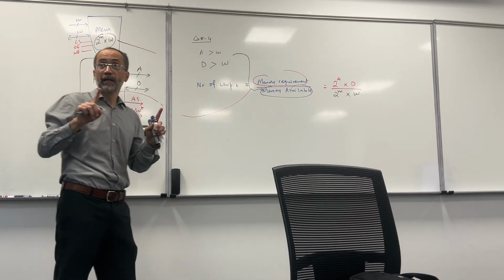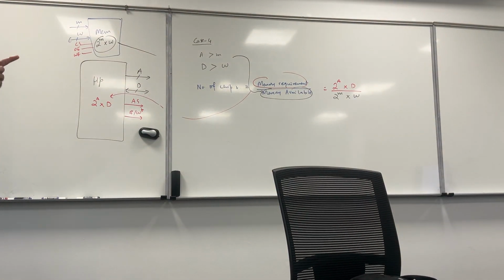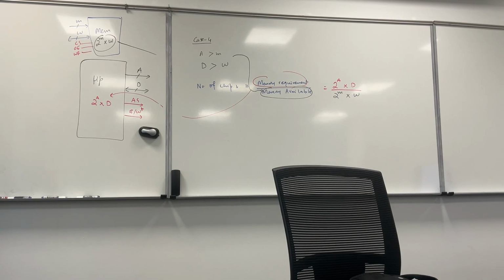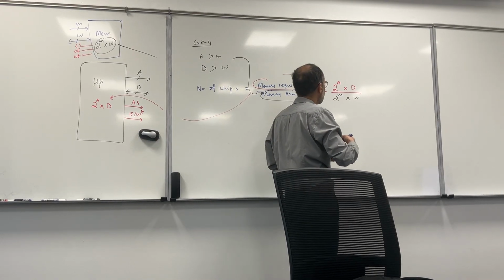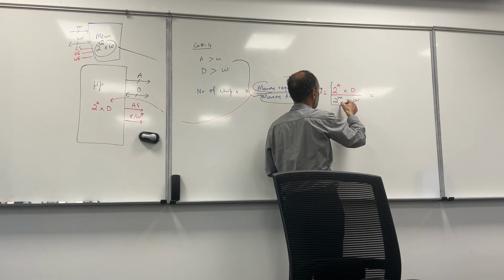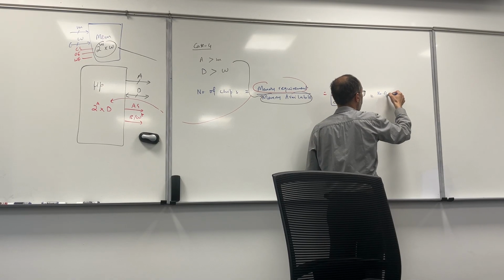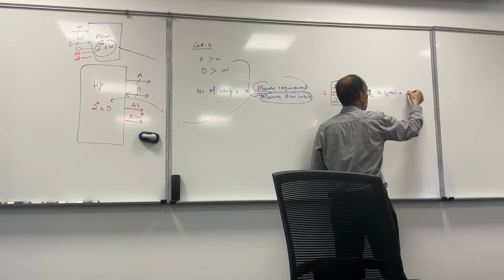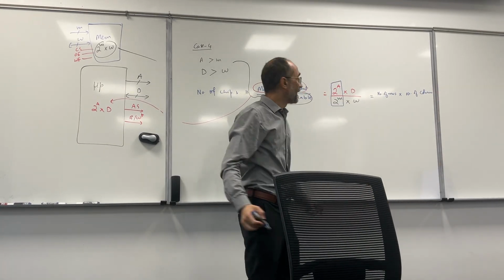Now if you look at here, these are the number of chips. Since A is greater than M and D is greater than W, we need multiple rows and multiple columns. Now we can divide it into two parts. This thing is the number of rows, so the total number of chips is the number of rows multiplied by the number of columns.